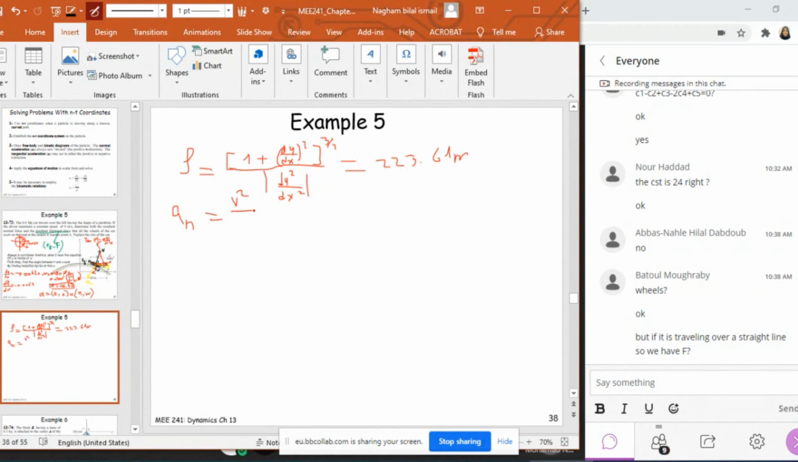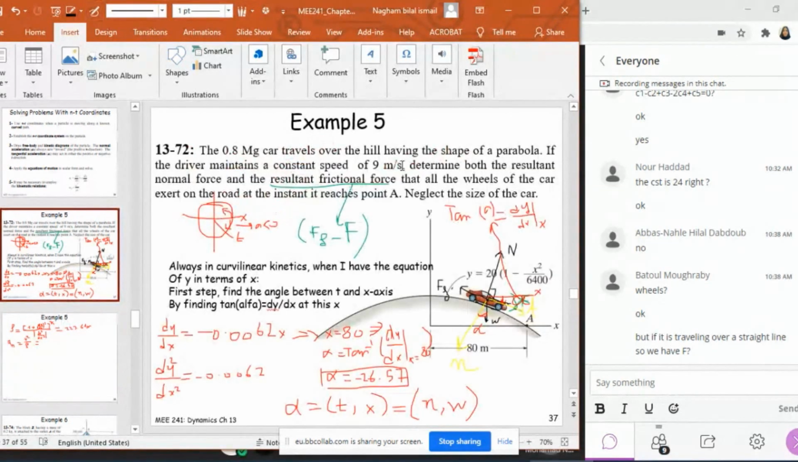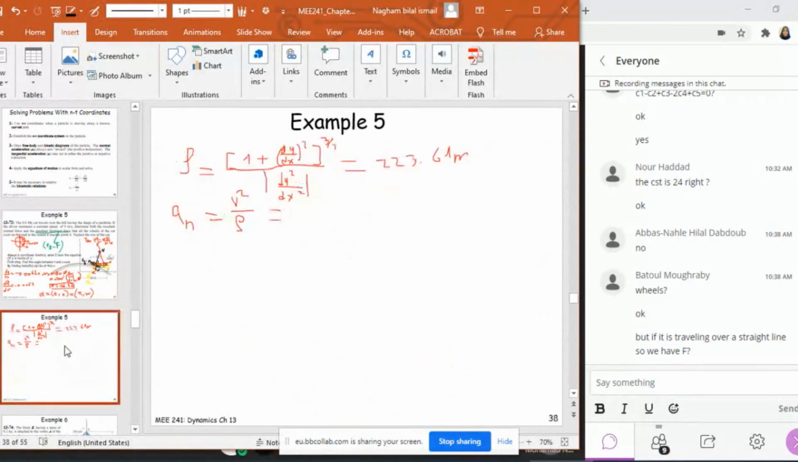because I'm going to do sum of forces in n is equal to m a n. V is given in this problem. It is 9 meters per second, and it is in fact constant. So what will be an? An will be equal to 9 squared over this rho. Alright? And what about AT, guys? What about AT? AT should be equal to 0, because in fact, this is a constant speed motion.